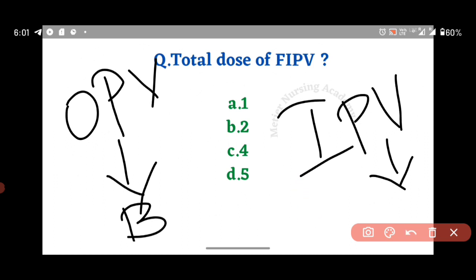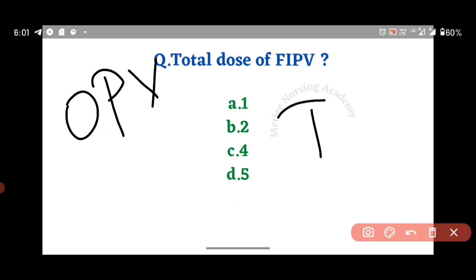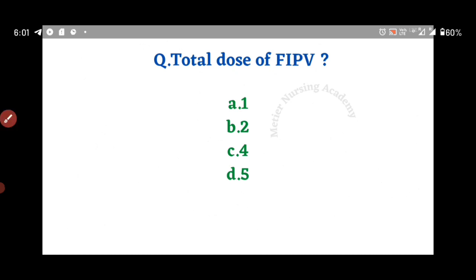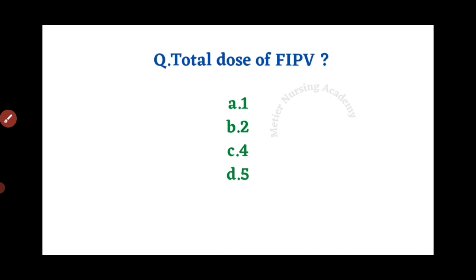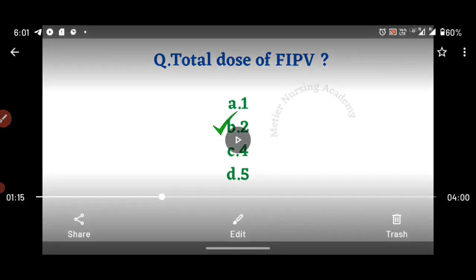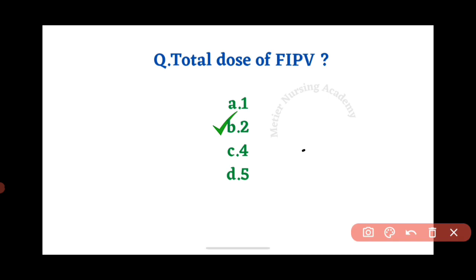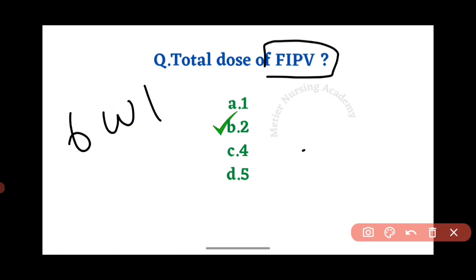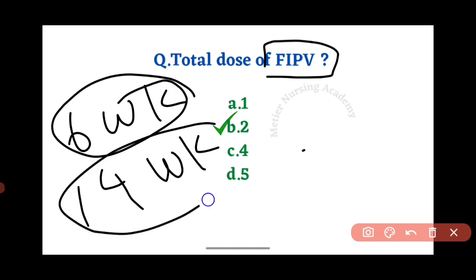So here the right answer is option B. Why did I select option B? Let's see the rationale behind that. This fractionated injected polio vaccine is given during the 6th week and 14th week for the babies. So how many doses are we giving? First and second dose. So 2 doses we are giving. That's why I selected option B.